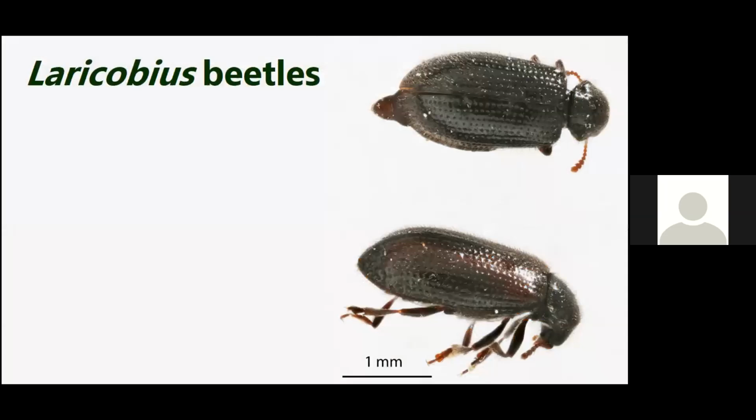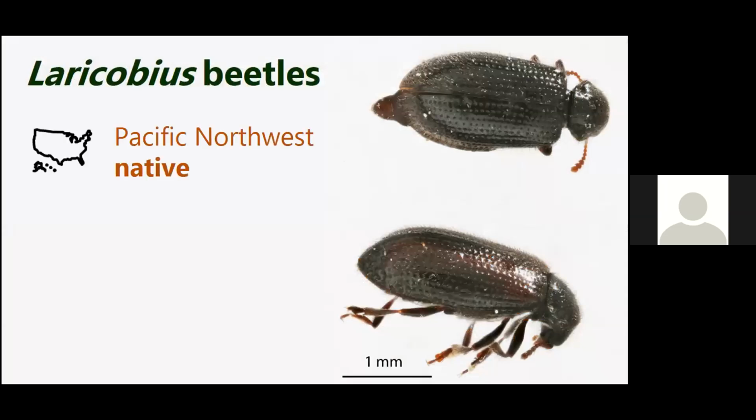So I'm going to talk a little bit about the species that our lab in particular works with. The first species I'm going to talk about is Laricobius nigrinus, a beetle species. And these beetles are from the Pacific Northwest. So as you may recall, HWA is native there. And these are a really abundant predator of HWA in that range.